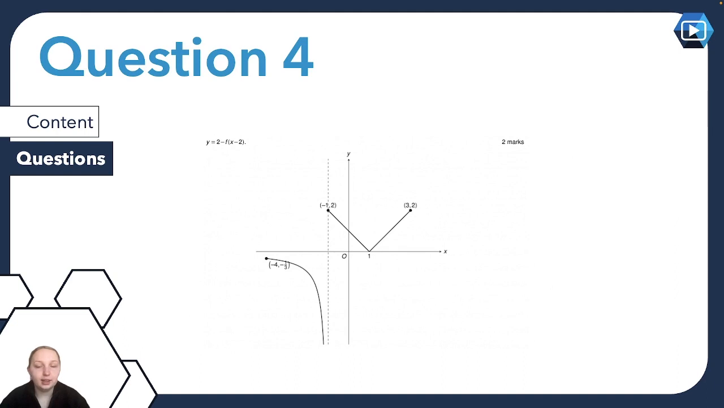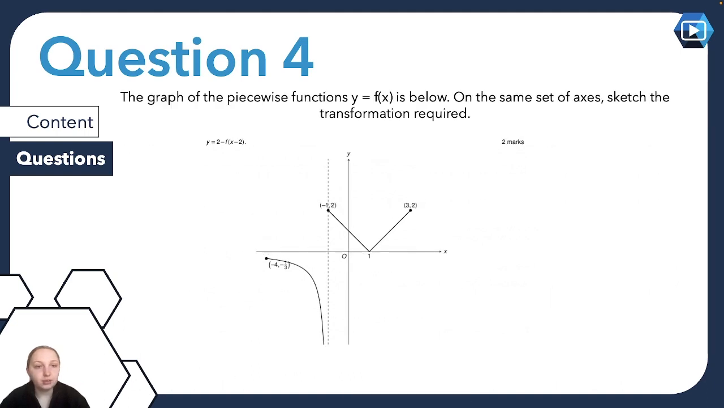Now finally, looking at the last question for today. The graph of the piecewise function y equals f(x) is below. On the same set of axes, sketch the transformation required so that y equals 2 minus f(x minus 2). This is worth 2 marks, so you essentially get 1 mark for doing your vertical translation and reflection, and your second mark for doing the horizontal translation.